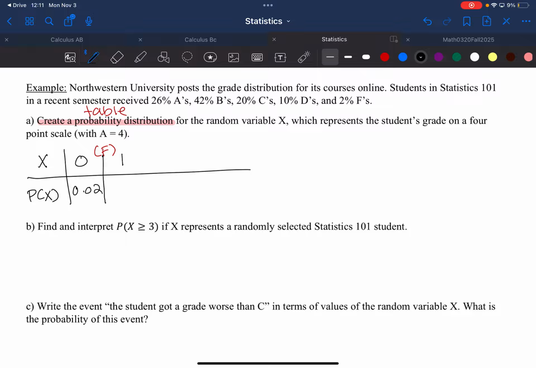And then I look when X is equal to 1. Well, when X is equal to 1, that's going to represent what letter? D. Okay, and what percent or what probability was D? 0.10. Good. And then I continue this all the way until I get to 4, because 4 is representing our A. So X equals 2 is representing C. And what is the decimal for C? 0.2. Okay, then when X is equal to 3, this is when our letter grade is B. So what's our probability?